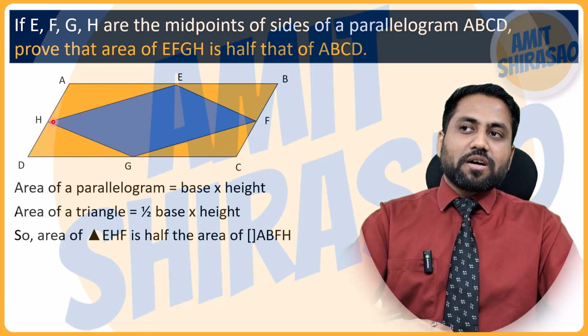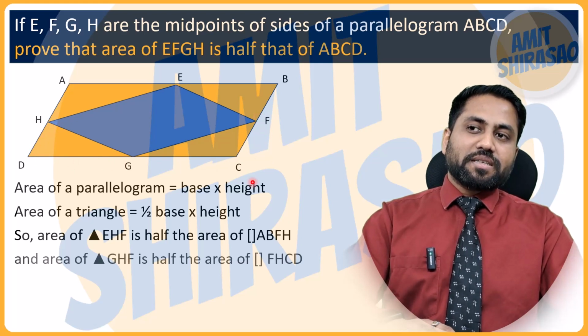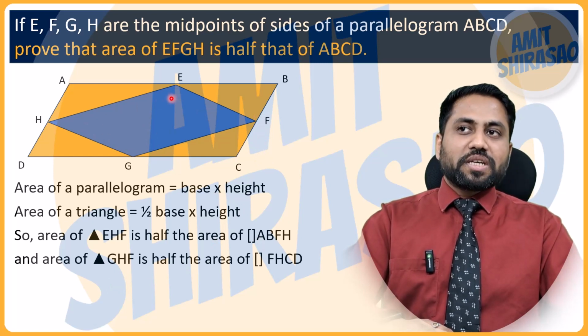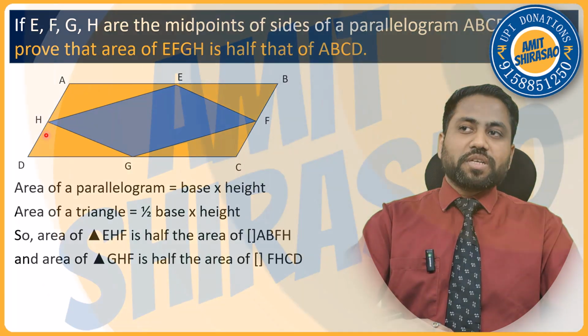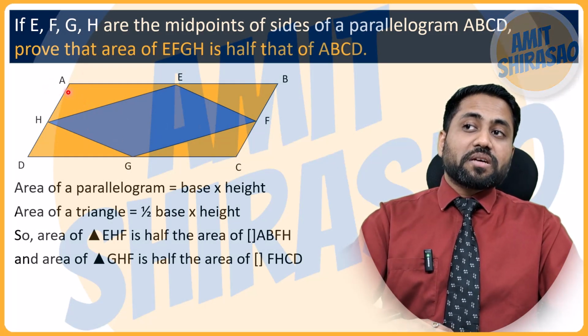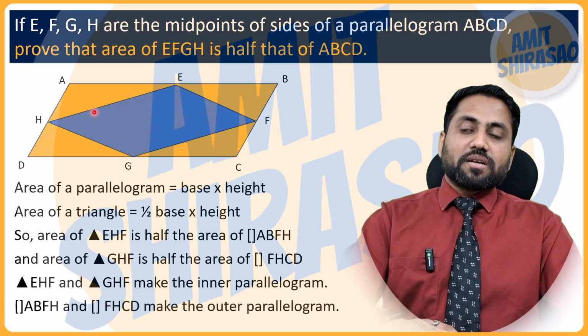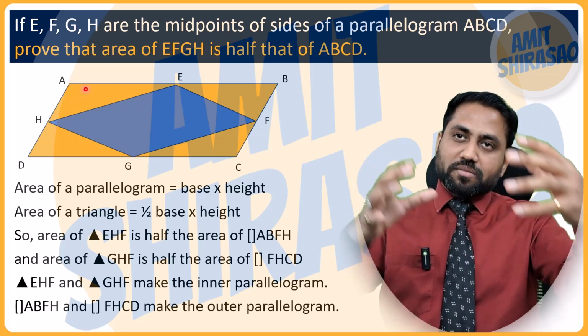Similarly, you can prove that the area of triangle HGF is half the area of parallelogram HDCF, right? We can prove that. So the area which is given in blue is the sum of the areas of these two triangles, EHF and GHF, right? And the area of the bigger parallelogram ABCD is equal to the sum of the areas of the smaller parallelograms that we just saw, that is ABFH and DHFC, right? So that is why, hence proved that the sum of the areas of the triangles will be half the area of the bigger parallelogram. Okay.